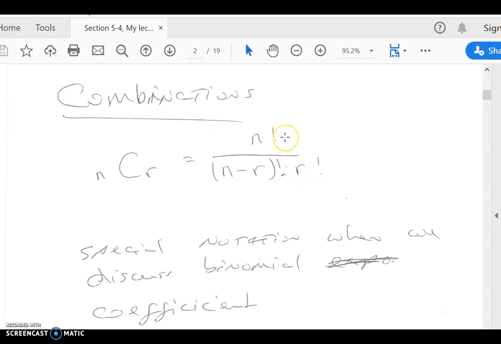So what do you have? You have n factorial on top. You have n factorial times 0 factorial. Well, 0 factorial is 1. So we have n factorial over n factorial. So this whole right-hand side reduces down to 1. So that tells me the following.